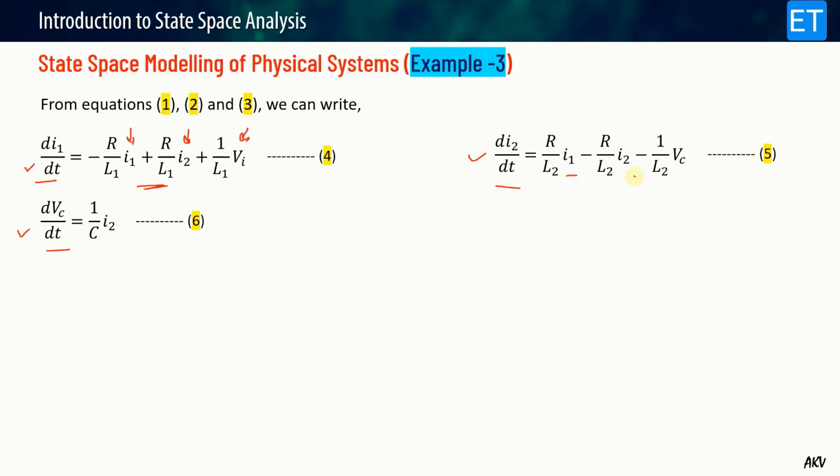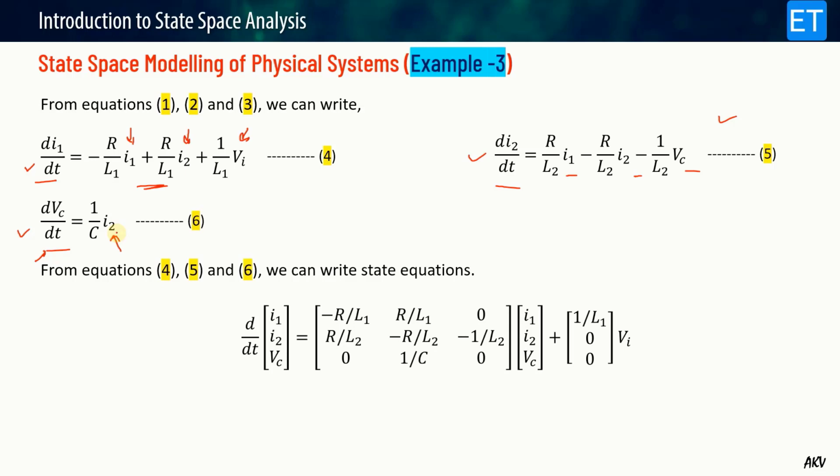Similarly here, I1, I2, Vc all are state variables, so it is also satisfying those conditions. And the sixth equation is also satisfying the same condition because only one d by dt term and the remaining variable is I2, that is a state variable. So now from these equations 4, 5 and 6, I can write the following state equations. The fourth equation is at the first line. So d by dt of I1 equal to minus R upon L1 I1 plus R upon L1 I2 and 1 upon L1 Vi.